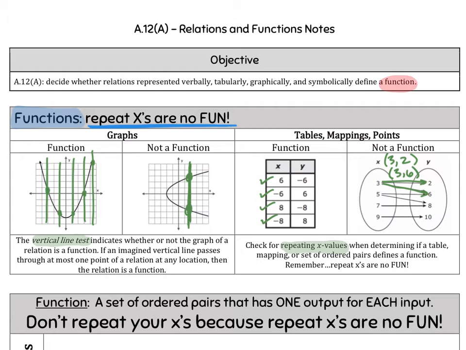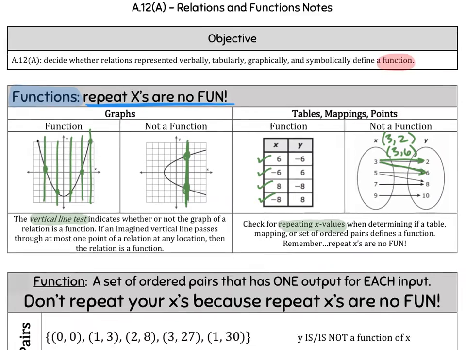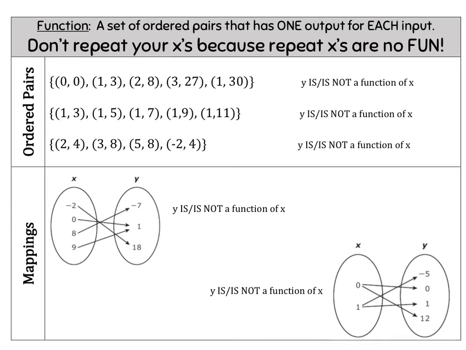Yes? So let's do a couple example problems of the different variety we might ask you. So a function, remember, is a set of ordered pairs that has one output for each input. Basically, don't repeat your x's because repeat x's are no fun. So I'm going to ask you, is y a function of x? We look at only the x coordinates. In that first list of ordered pairs, the first row, do any of the x values repeat? Yeah, right here. Remember, x values are the first part of a coordinate, (x, y), so we're looking at the first part of these coordinates. Since those 1 values repeated, we'd say y is not a function of x here.